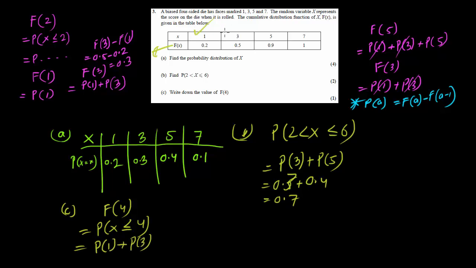Remember, these two are less than or equal to 4. So the probability of 1 is 0.2 plus the probability of 3 is 0.3, which is 0.5. Now this sum is quite interesting.